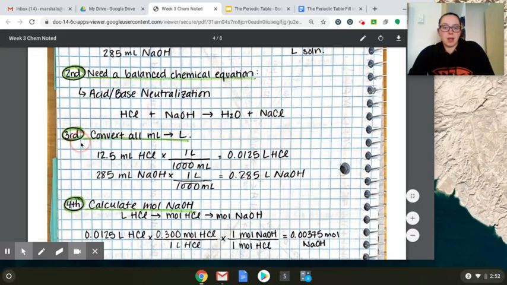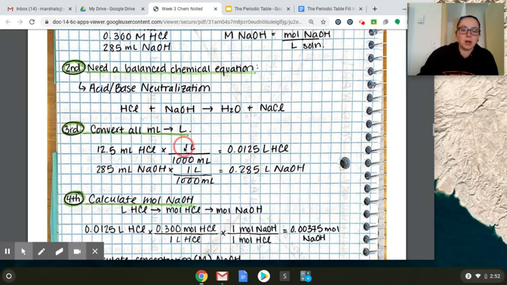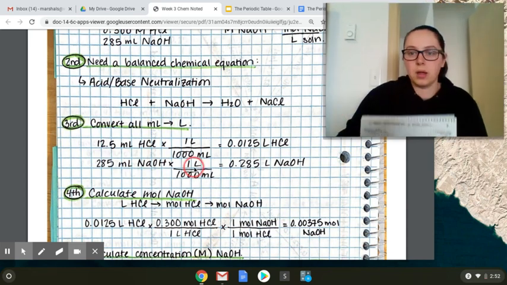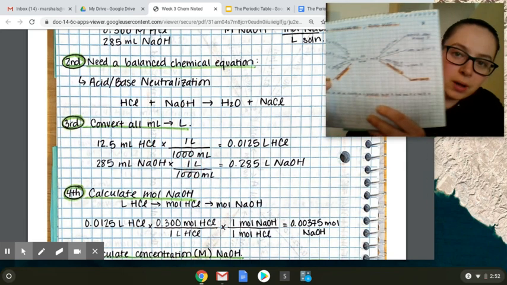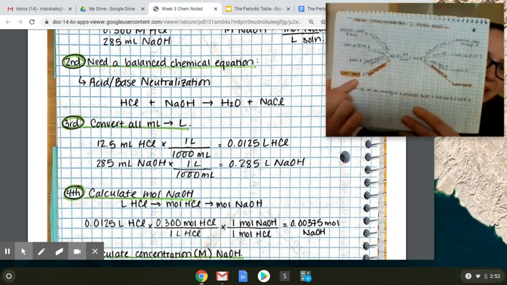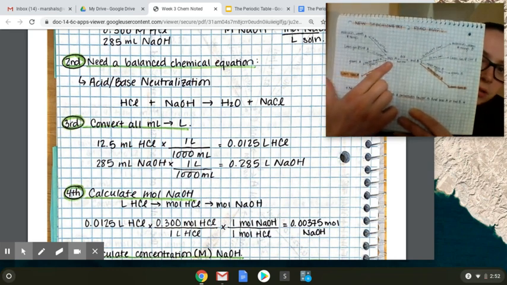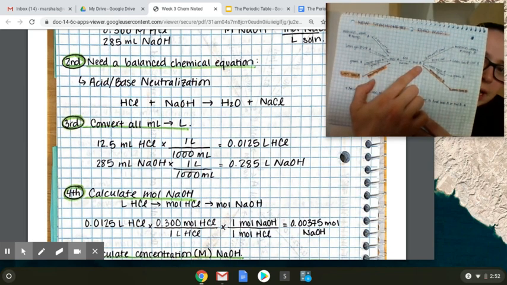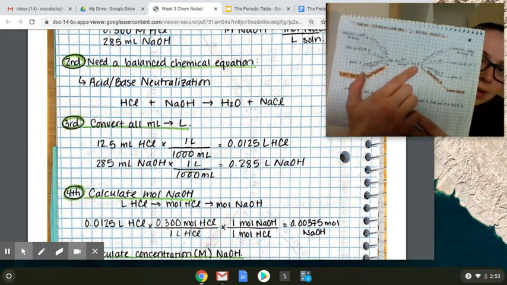Now that we have everything in liters and we can use this as our own little conversion, now we can calculate our moles of NaOH. So you're looking at your roadmap here. I'm going to show it right here so I don't have to scroll all the way back. I'm going to go from liters of A, or liters of HCl, to moles of HCl using molarity, then to moles of NaOH using my balanced chemical equation. So there's my plan. I'm going up, and then I'm ending right here.